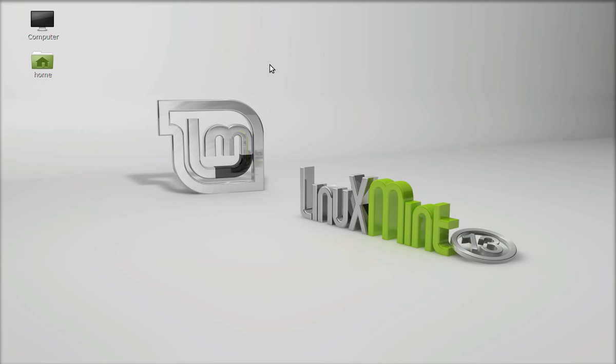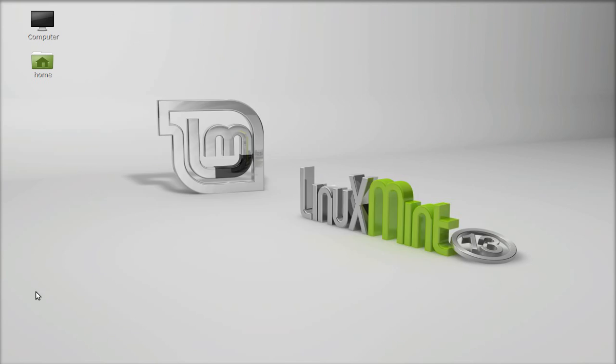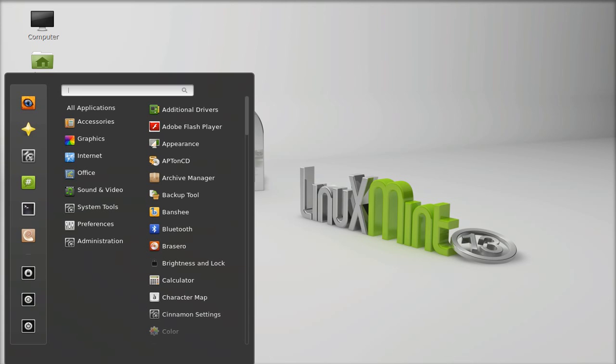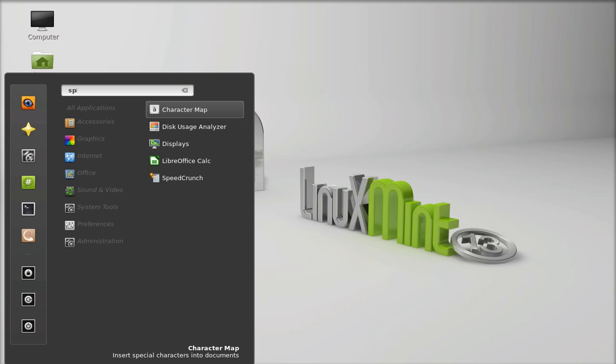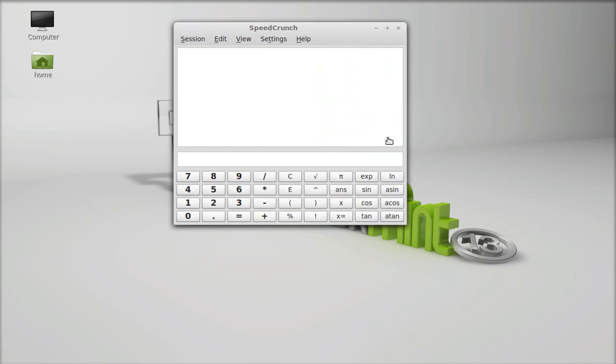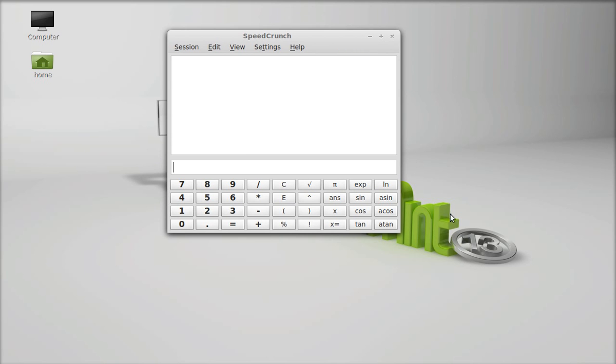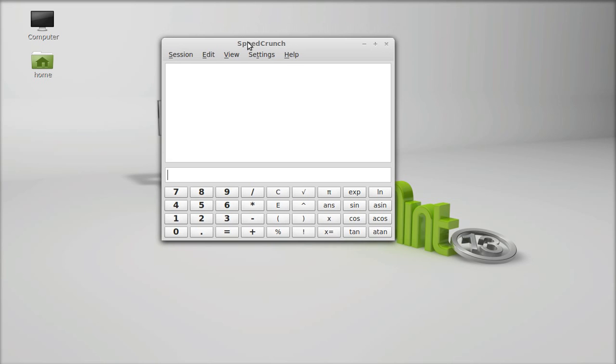So if you want to do something more, you have another calculator called Speedcrunch that you can install from Software Manager. Speedcrunch is a high precision calculator, because it gives very precise results. So let me introduce this Speedcrunch. This is the Speedcrunch calculator which I have installed before. This is also a very good calculator that can be helpful to solve all mathematical operations. Apart from that, trigonometric operations, logarithmic functions and everything.